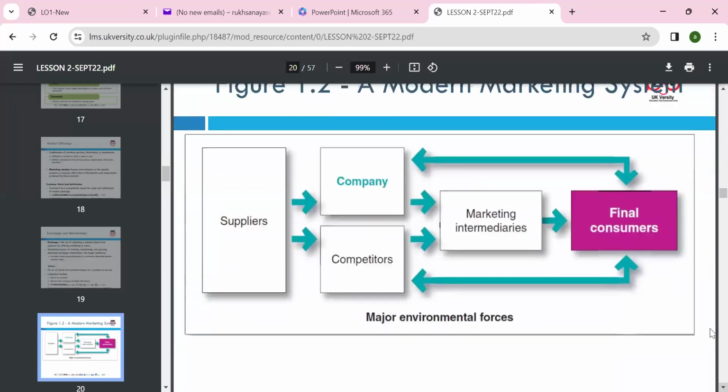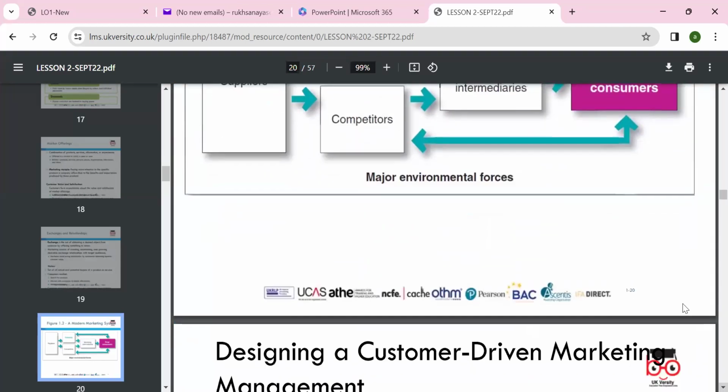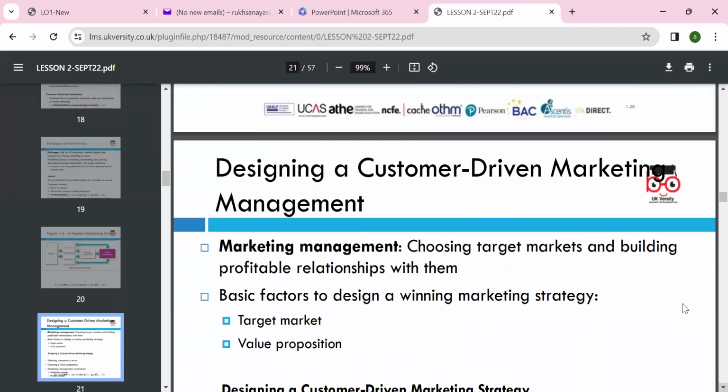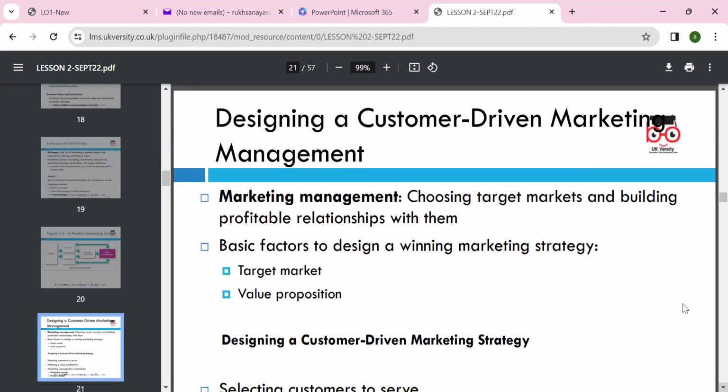We have a supplier, the company, competitors, intermediaries, the middlemen, and the final consumer, who actually consumes the goods, and within that we can look around the environment. And designing customer-driven marketing management means choosing the target market and building profitable relationships with them, the basic factors to design a winning marketing strategy.